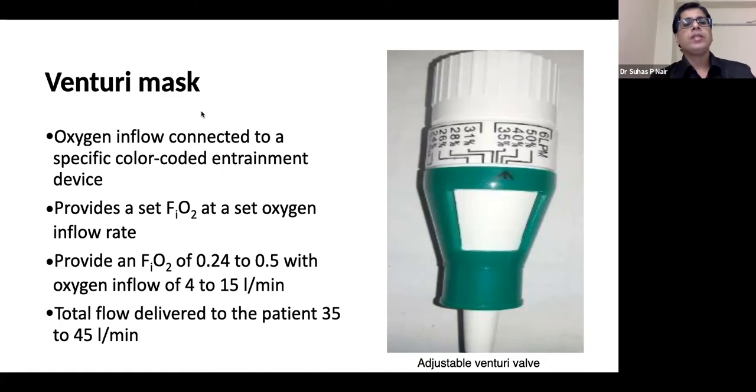It typically operates at an FiO2 of 0.24 to 0.5 with an oxygen flow of 4 to 15 liters. And with the gas entraining, the flow delivered to the patient will be around 35 to 45 liters per minute.